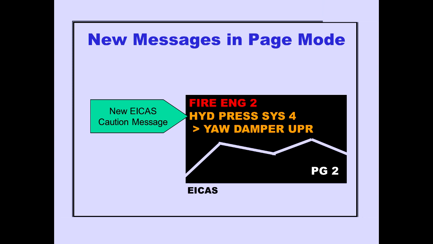A new EICAS alert message is always displayed on the page being viewed at the top of its respective priority group. In this example, page 2 is being viewed, and a new EICAS caution message, Hydraulic Pressure System 4, is displayed. The message is displayed as the first caution message on page 2, even though advisory messages and other caution messages are displayed on page 1.